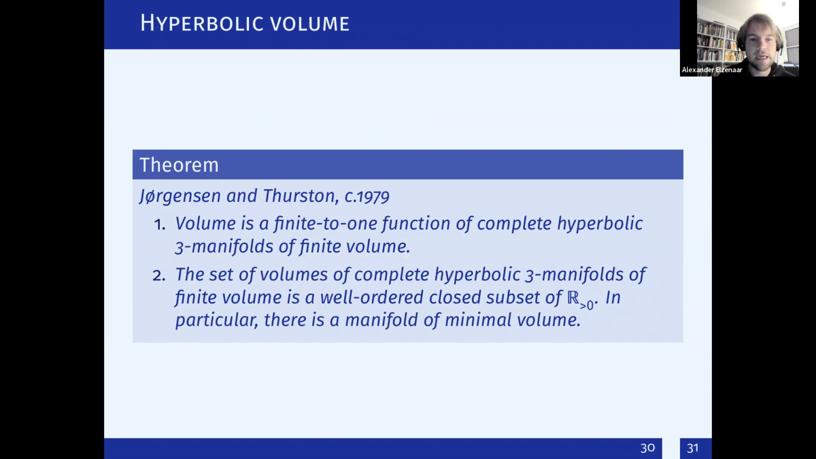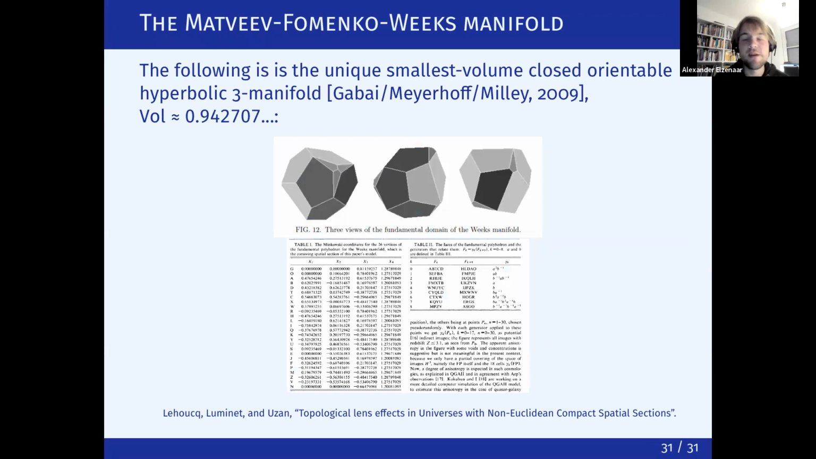And finally, the last thing I want to mention is if you look at the space of all closed complete hyperbolic three manifolds, there is one of minimum volume. And just to give you a final example of a Kleinian group, I want to show you what the Kleinian group of the closed hyperbolic manifold of minimum volume is. It's called the Matveev-Fomenko-Weeks manifold. It has volume 0.942707... And in 2009, it was proved that this manifold was the smallest possible volume closed orientable hyperbolic three manifold.